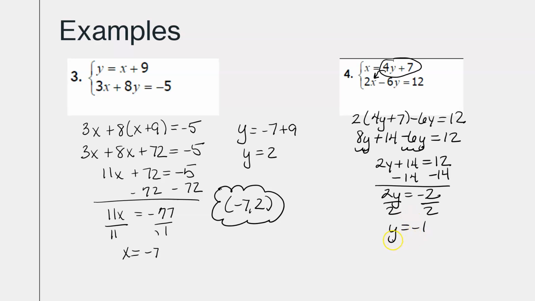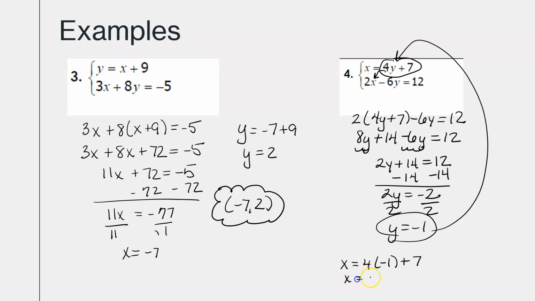So now I'm going to take what y is equal to and plug it into the first one for y. I have x equals 4 times negative 1 plus 7. So x is positive 3. So I'm going to make them into an ordered pair. Remember, x is always first, y is always second. So my answer is 3, negative 1.